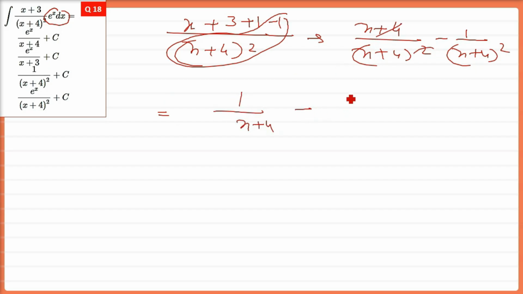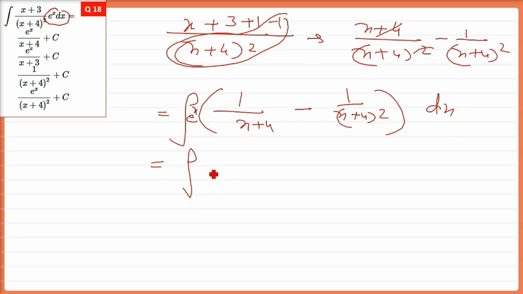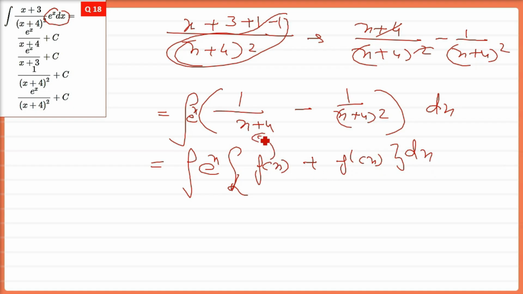So we have x plus 4 and x plus 4 get cancelled. So only 1 by x plus 4 will remain in the first term. The second term remains negative 1 by x plus 4 whole square. And this is the only simplification of the first part. Second part is e raise x here. Now if we match it with the direct result, which is e raise x, inside that if we have f x and then added with f dash x, that is, the second term inside e raise x should be the differentiation of the first term.